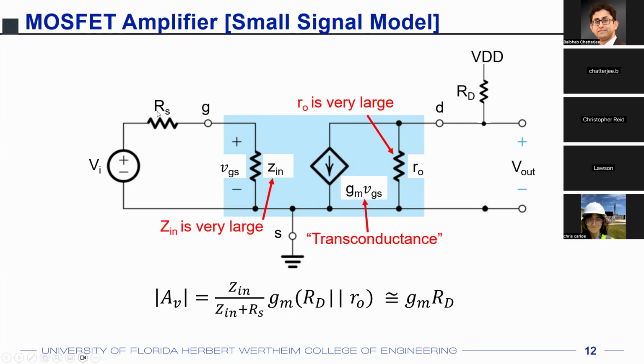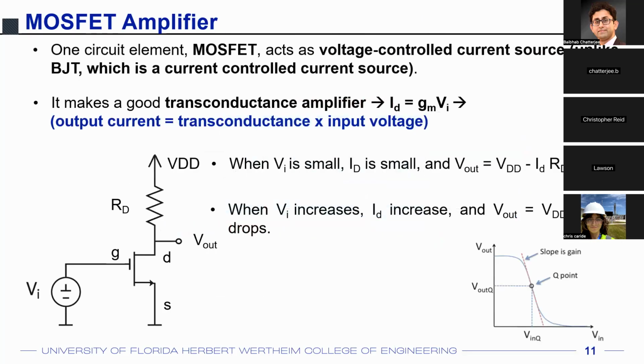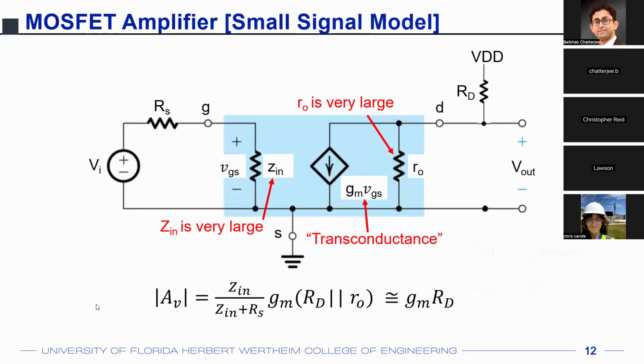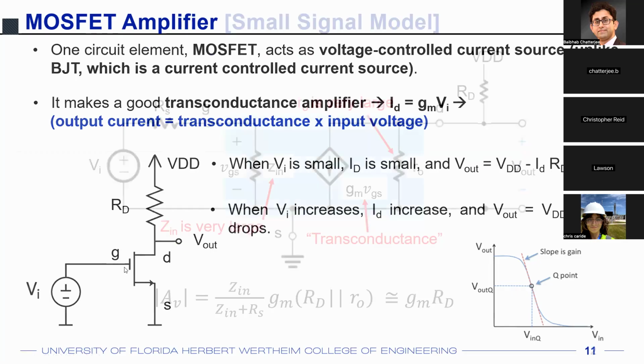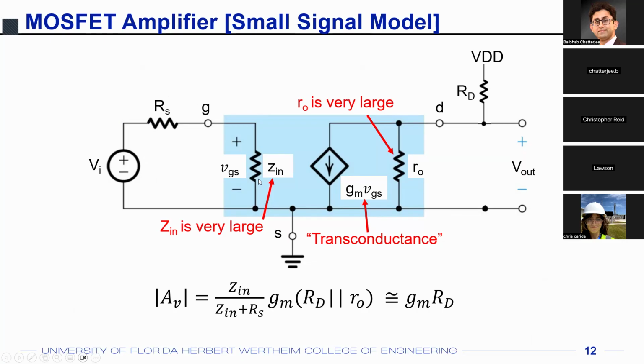This RS is the non-ideality of that input voltage source. Then you have a Z in, which is the input impedance. And we'll see when we discuss MOSFETs that Z in is very, very large. The gate is actually built with an oxide layer inbuilt into the gate. And because of the oxide layer, which is an insulator, we'll discuss this later, don't worry about it right now, the gate will have an insulating oxide layer, which means that no current can go in. And because no current can go in, the input impedance is very large.